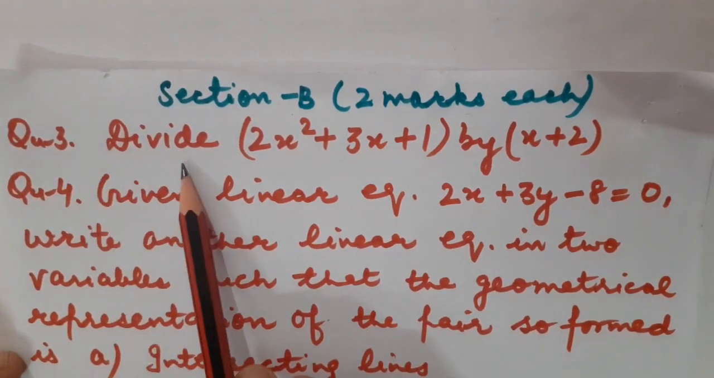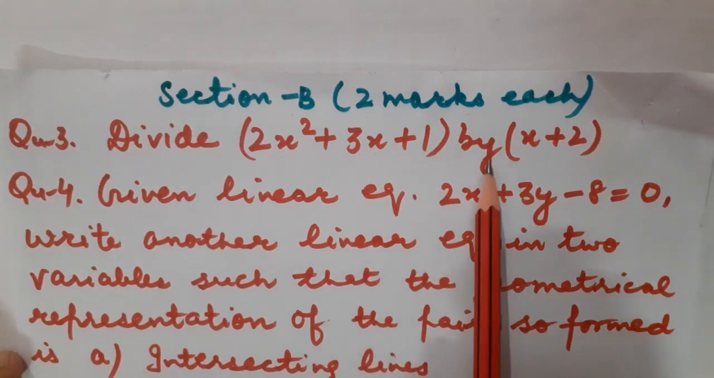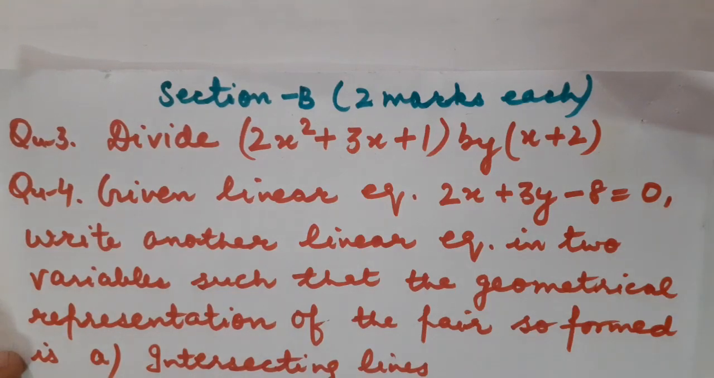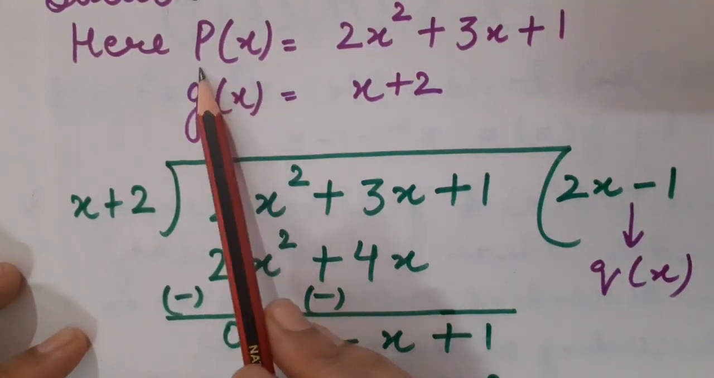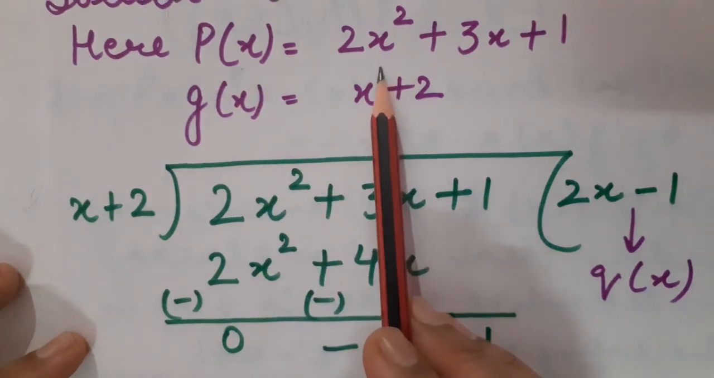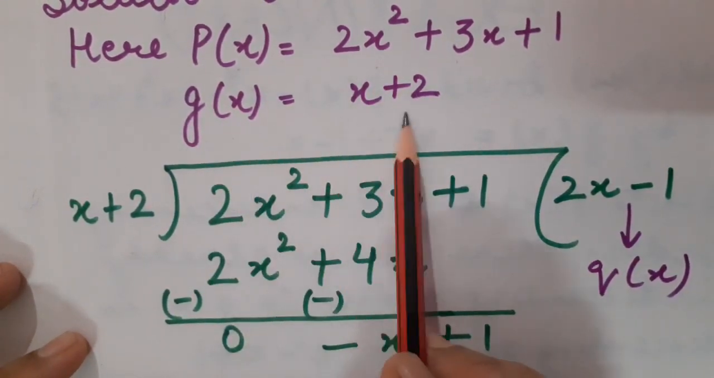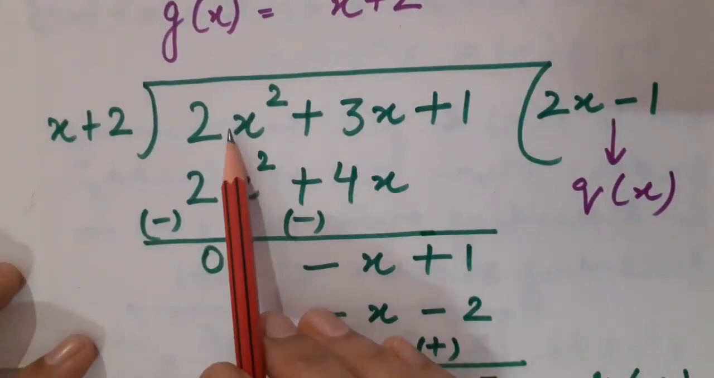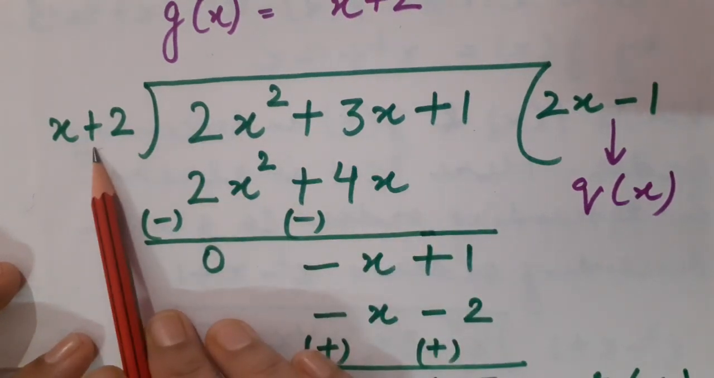Question number 3, you have to divide 2x square plus 3x plus 1 by x plus 2. Only the division is asked in this question. So here is the solution. Let the dividend, that is px, be equal to 2x square plus 3x plus 1 and gx is equal to x plus 2. Fine, children. So let us start the division. Here this is the complete dividend and this is gx, which is the divisor.